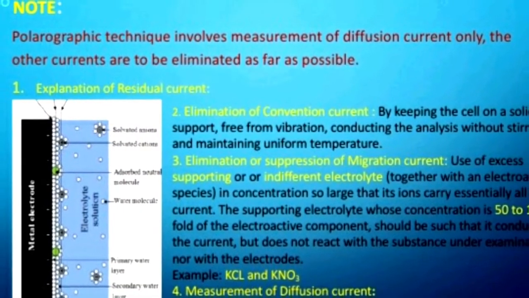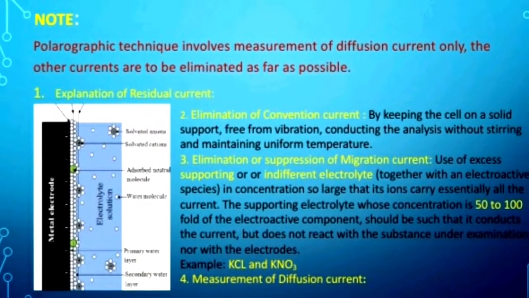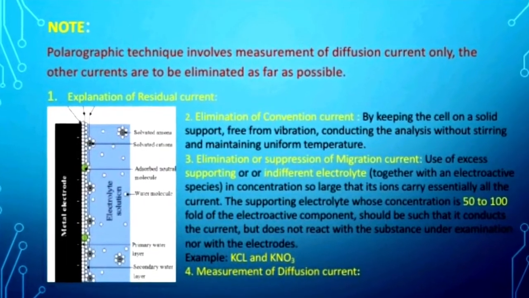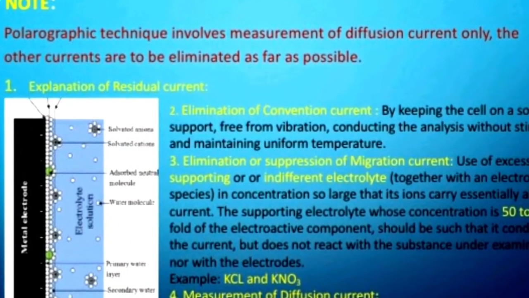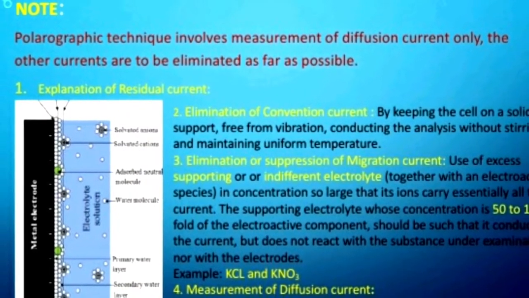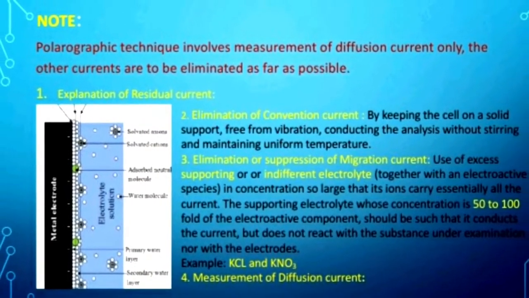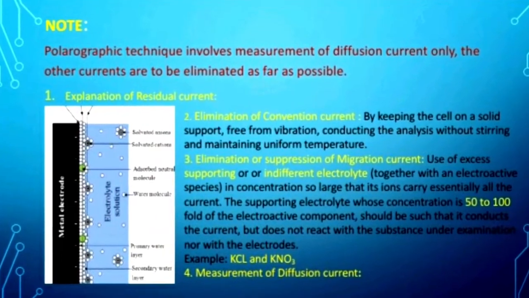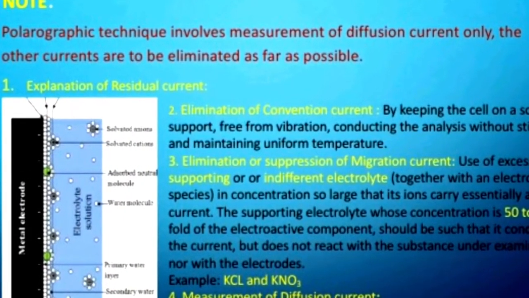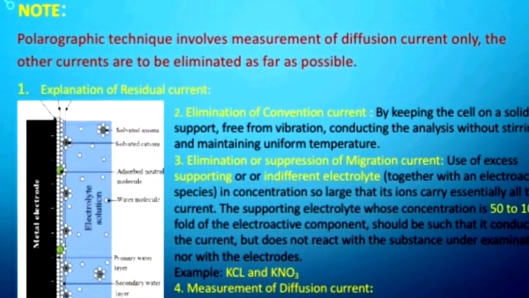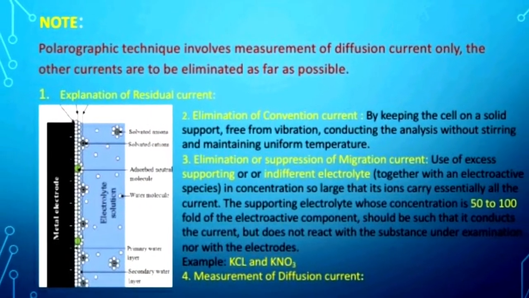The excess electrolyte is chosen in such a way that its concentration is between 50 to 100 times that of the analyte, and that it does not react with the analyte under study. So when these criteria are satisfied, we can easily say that migration current can be eliminated or suppressed. And some examples of the excess electrolyte are KCl and KNO3.